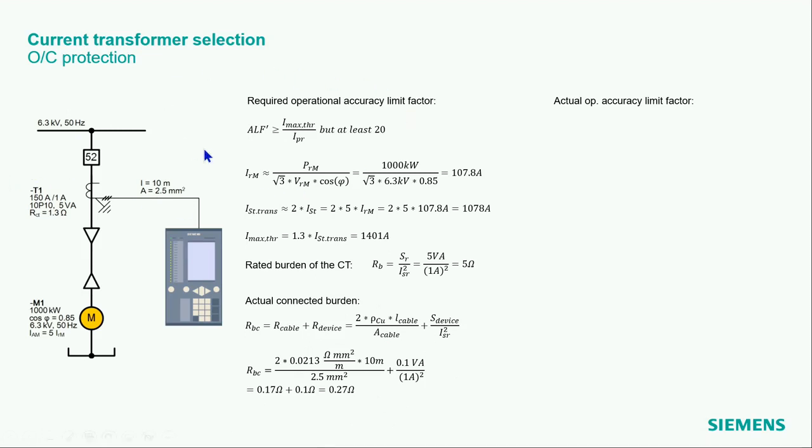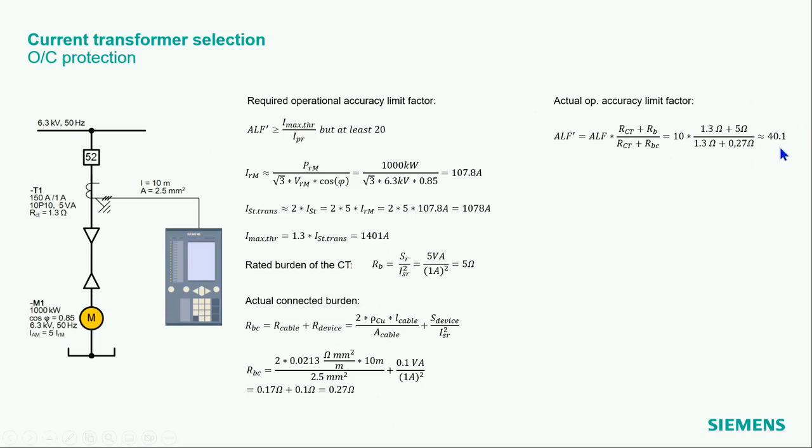Good, so now we know what the actual connected burden is, and now we have to go back and have a look. Okay, what is our requirement? No, first we calculate the actual operating accuracy limiting factor. So this we can do now with the data we have before. I have here the relay internal resistance, which is given data here, and the nominal burden. And here in the denominator, I have the actual connected burden. And you see the operating accuracy limit factor is normally bigger than the nominal one of this current transformer if the connected burden is smaller than the rated burden, which is the normal case, how you normally use such a current transformer. And then we see we get here an ALF dash of 40.1.